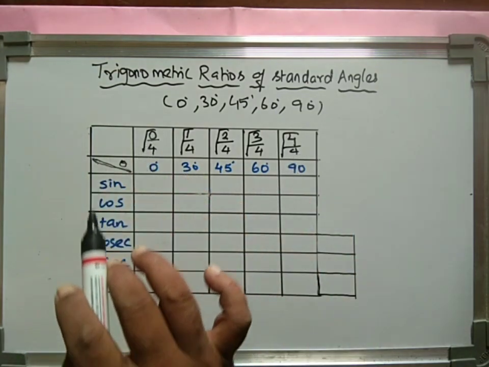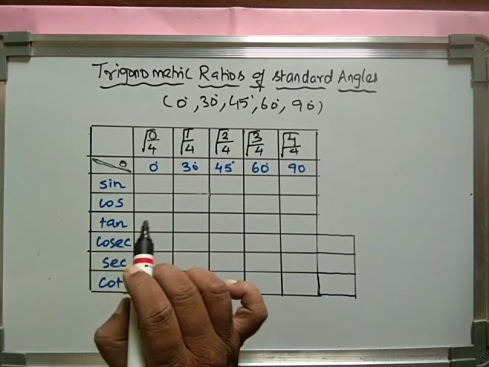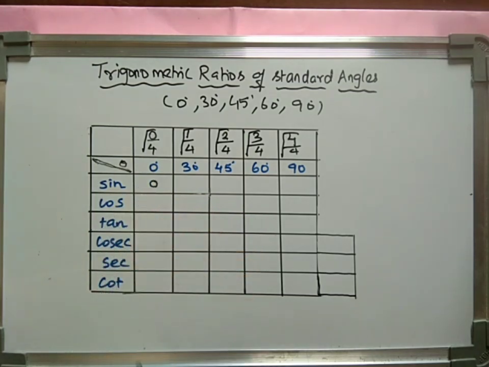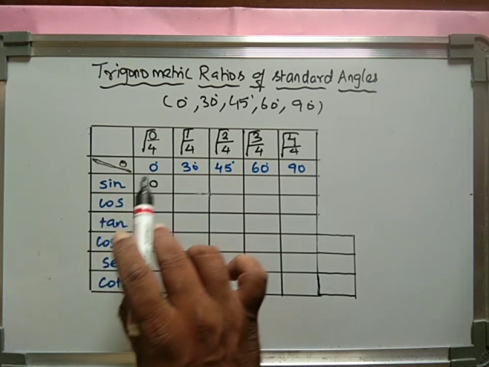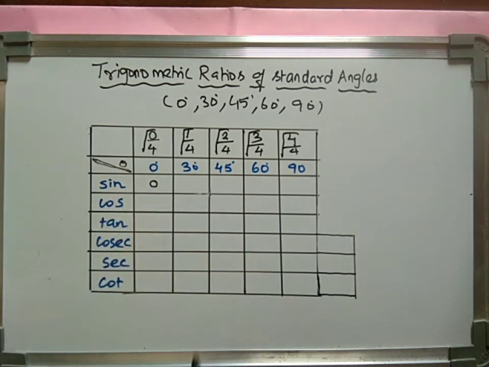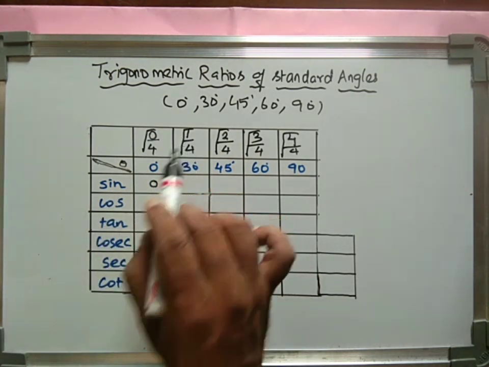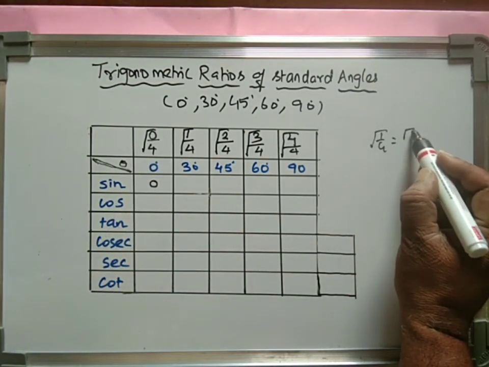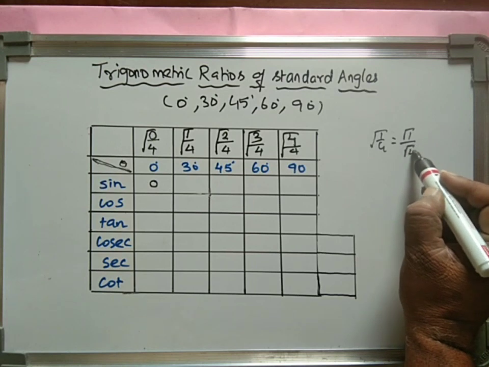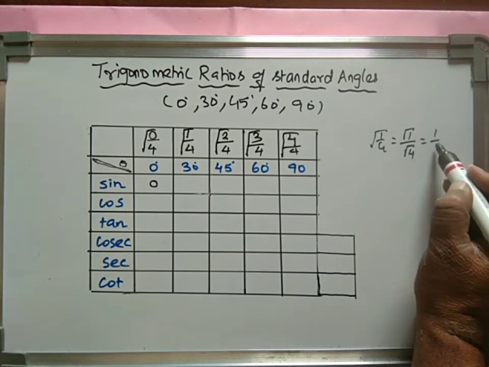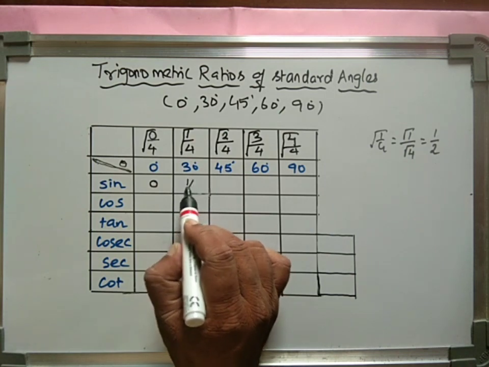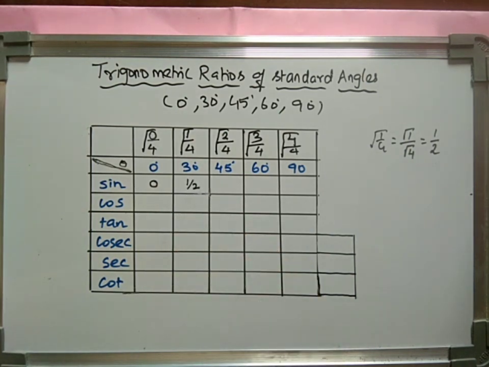0 divided by 4 is 0 and square root of 0 is 0. Therefore here we get 0. That is sine 0 degree is 0. Now square root of 1 by 4. Square root of 1 by 4 is square root of 1 by square root of 4, that is 1 by 2. Therefore here sine 30 degrees is equal to 1 by 2.